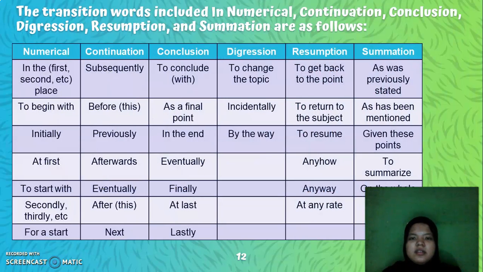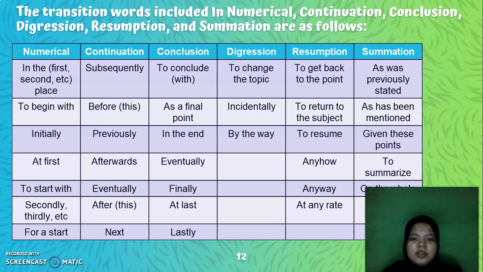The transition words include in numerical, continuation, conclusion, digression, resumption, and summation are as follows. First, numerical. There are in the first, second, to begin with, initially, at first, to start with, secondly, thirdly, for a start. Continuation. There are subsequently, before this, previously, afterwards, eventually, after this, next. Conclusion. To conclude with, as a final point, in the end, eventually, finally, at last, lastly.